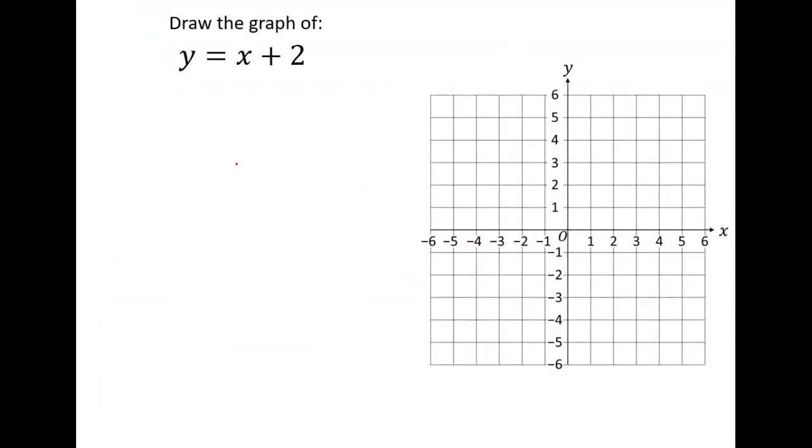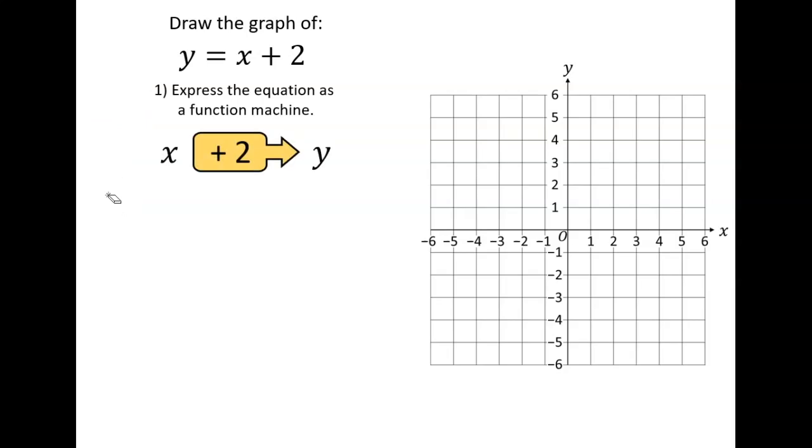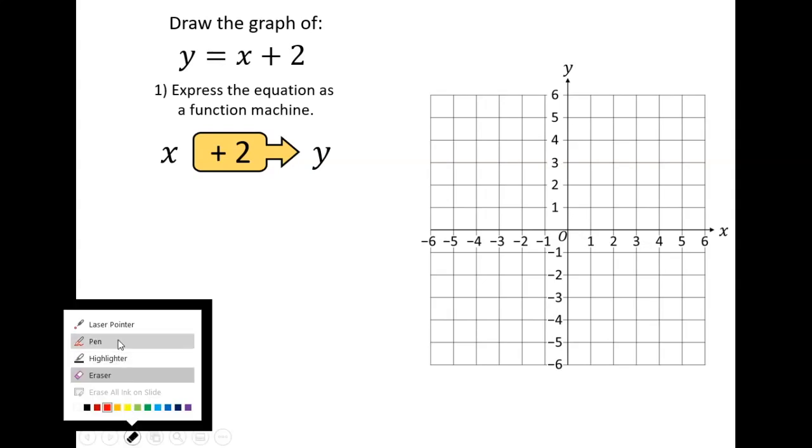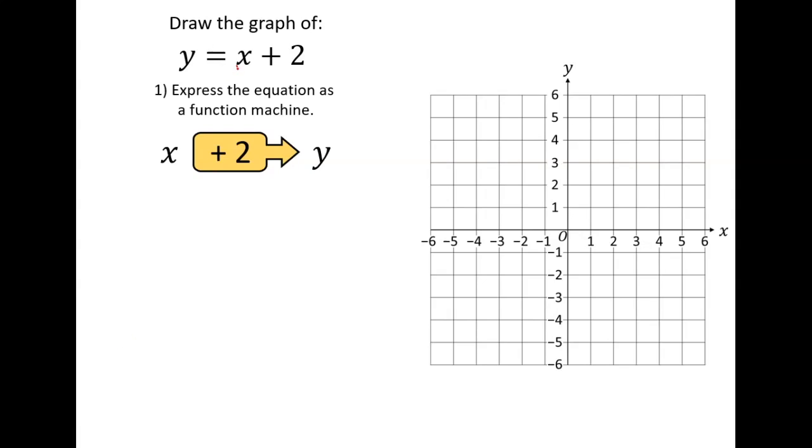We'll look at one more method in a minute here. So first example, draw the graph of y equals x plus 2. Okay, so the first thing is we express the equation as a function machine. This just basically means that you're going to put a value in, and this function machine is going to spit out a different number or a different value. So this is my equation, y equals x plus 2. If I put in a value for x, it's going to add 2 to whatever I choose for x. So whatever number I choose to be x, it's going to add 2, and that will give me my y. That spits out my y.